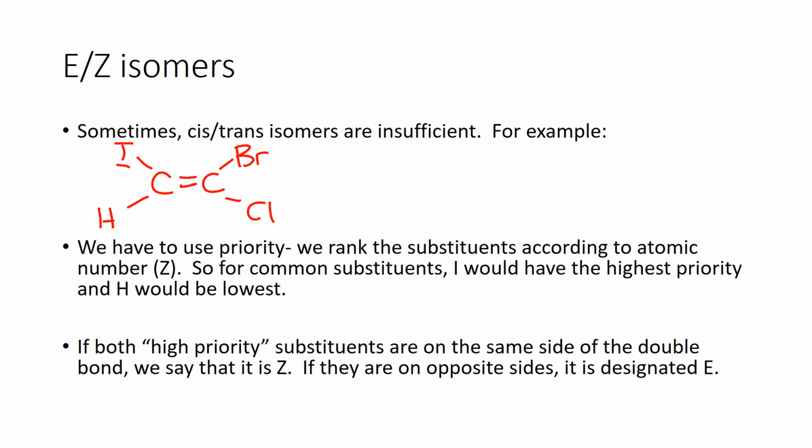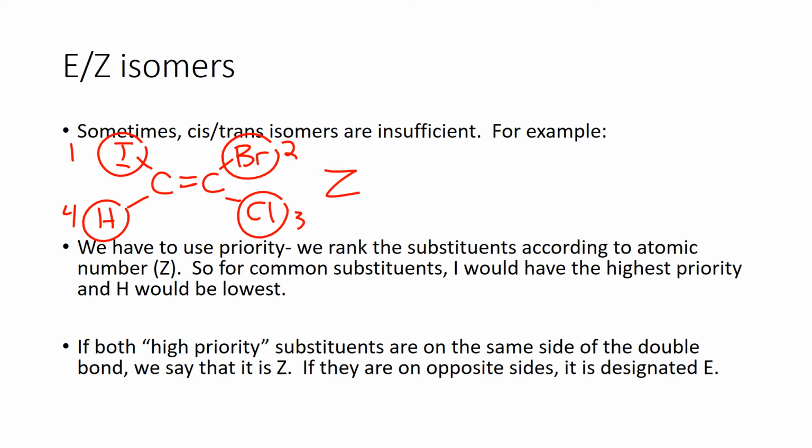We're going to rank them according to atomic number. So for the most common substituents we'd see, iodine would have the highest priority because that is the largest atomic number, and hydrogen would be the lowest. So I'm going to look at my molecule here and I'm going to rank these. So this is my first priority, second, third, and fourth. If both of the highest priority substituents are on the same side of the double bond, we would say that's the Z isomer. If they're on opposite sides of the double bond, it's designated E. Okay, so Z is sort of like cis and E is sort of like trans. So this is a Z isomer because they're on the same side of the double bond.